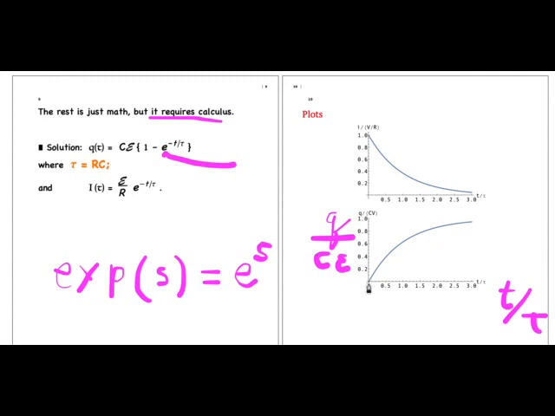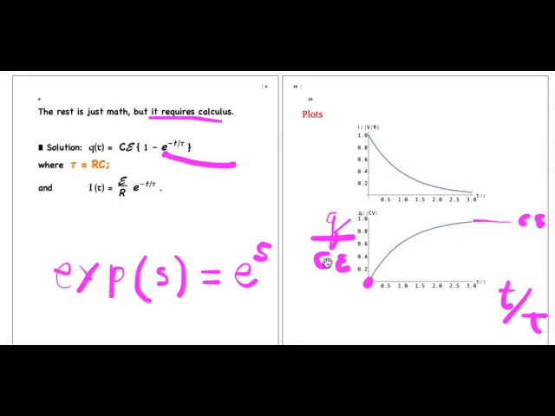And you see what happens. The capacitor starts with charge 0, and then it grows as it's charging up, and then it flattens out. It levels off at some final value. Q over CE is 1, so Q is CE, as I figured out qualitatively a minute ago.